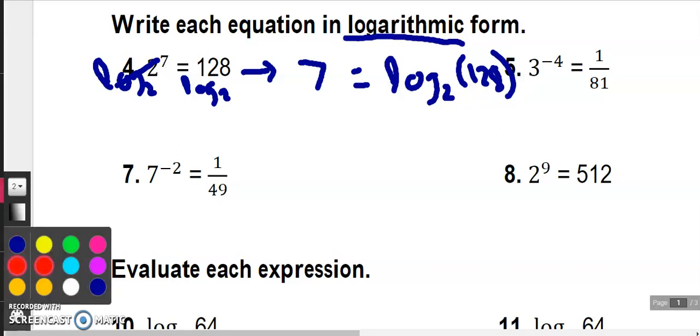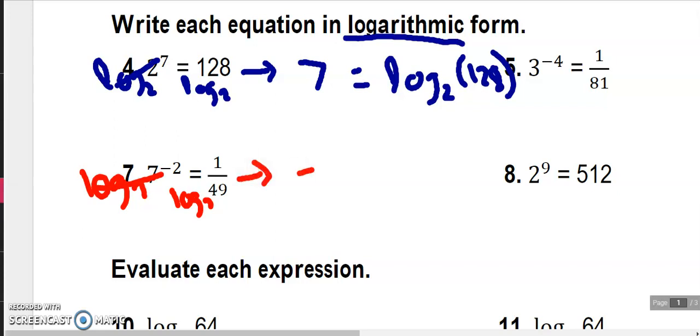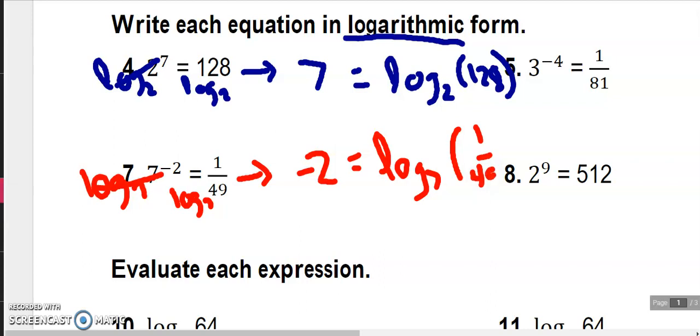As another example, on the one below it, on number 7, I see 7 to the power of negative 2. So that means that my log needs to have a base of 7. So in logarithmic form, that would say negative 2 equals log with a base 7 of 1 over 49.